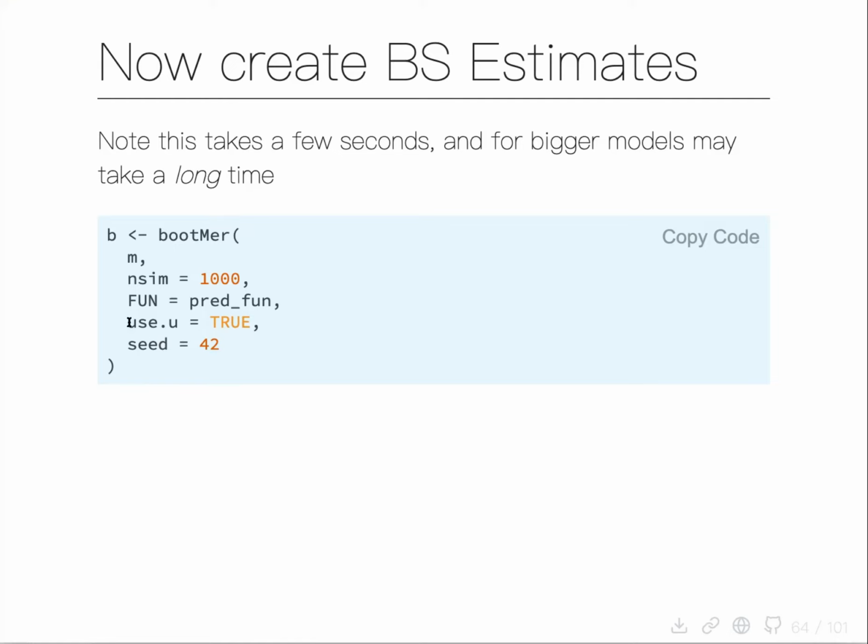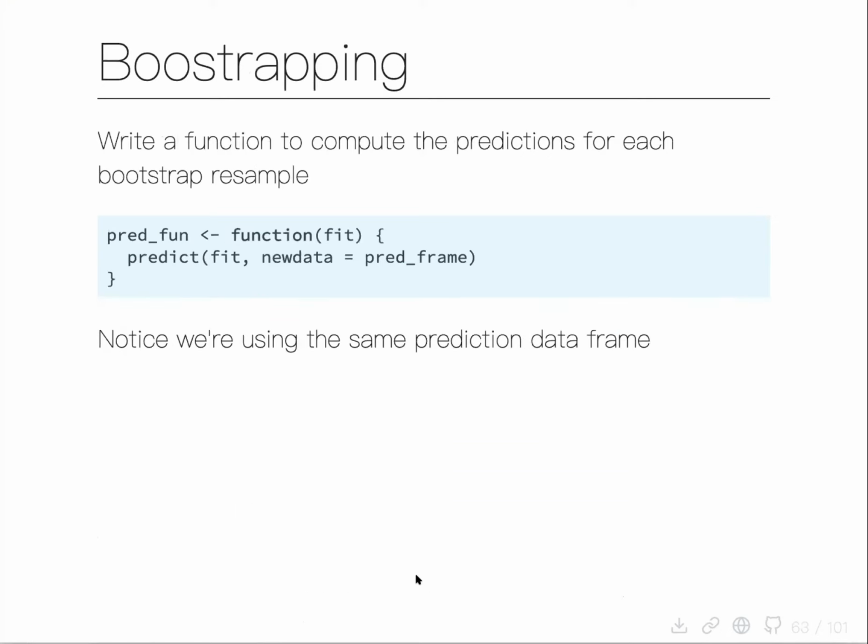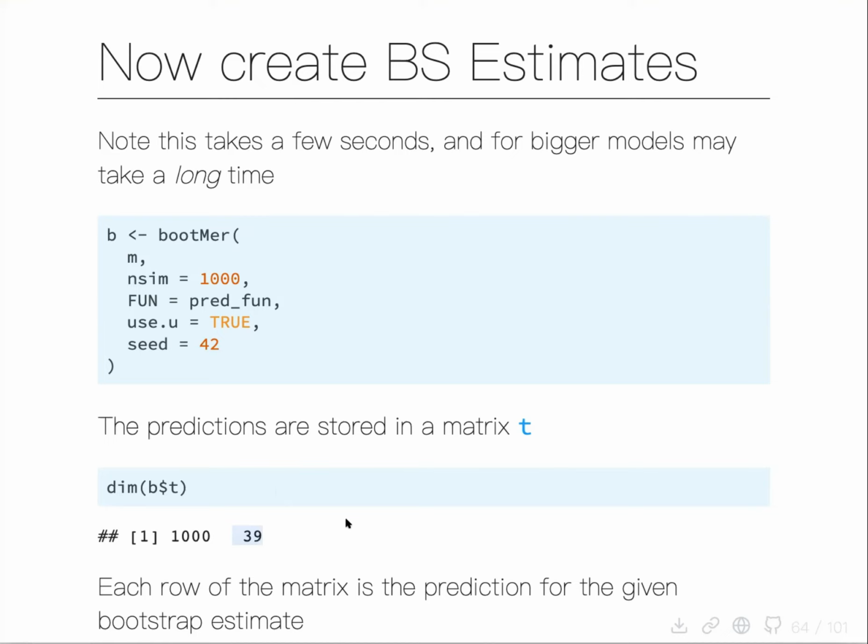This use.u is the very confusing part to me, and I'll talk about this more in a minute. But if you do use.u, it's going to assume that your random effects are true, so you're really only getting bootstrap intervals around your fixed effects. By default, it comes out as a matrix, which is pretty difficult to work with, not impossible or anything, but you have 1,000 rows and 39 columns. Each row of the matrix is a bootstrap resample, and the 39 are the 39 predictions, because we have 3 students and 13 time points. So each row represents a bootstrap resample and each column represents a time point.